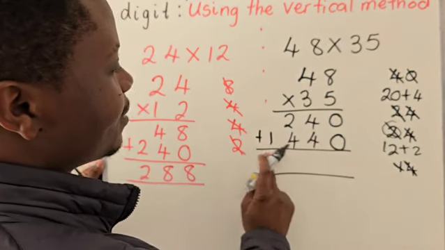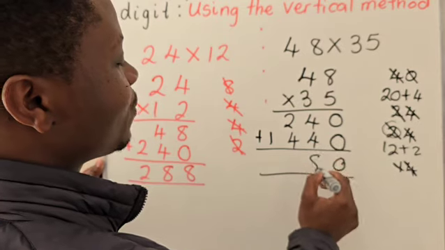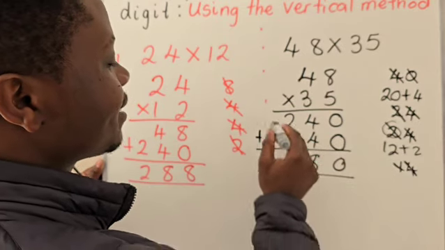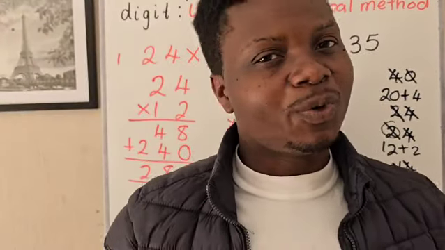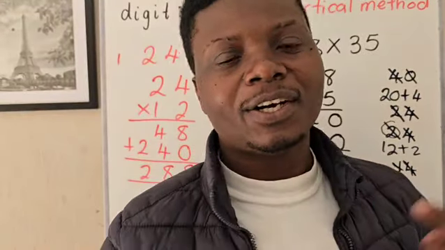Now let's add our sum. 0 plus 0, 4 plus 4 is 8, 2 plus 4 is 6, 1 plus nothing is 1, and this is our final answer. So that's how you do when you multiply. Always move from right going to the left.